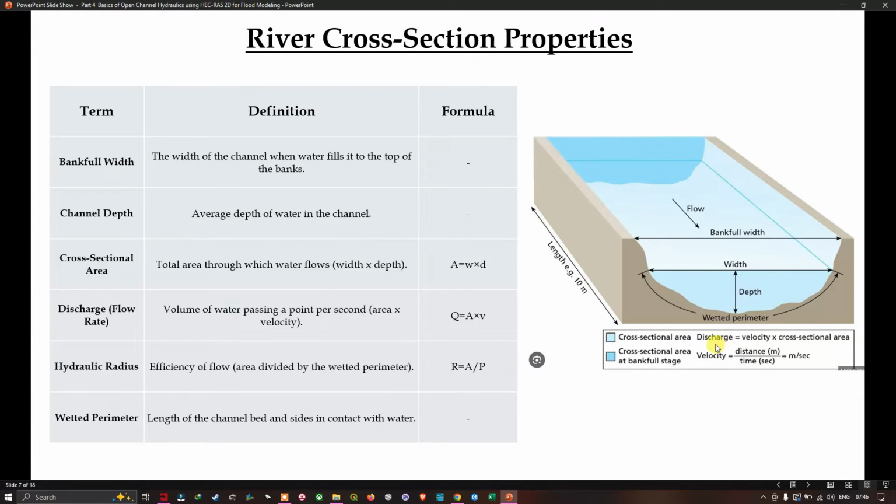As you can see, the discharge formula is velocity multiplied by the cross-sectional area. Similarly, to calculate the velocity, if you have the distance and the time, you can calculate the velocity of the river.